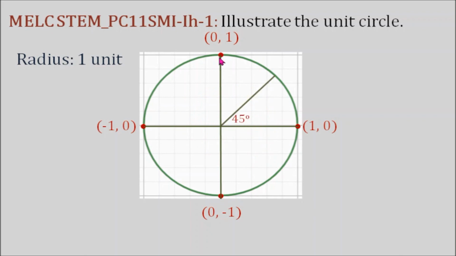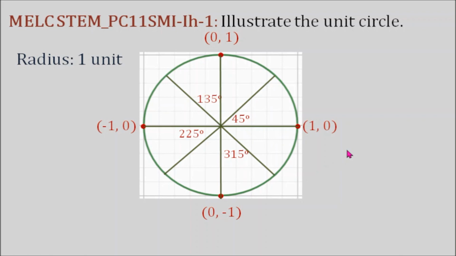Now, if we are going to divide the 90-degree angle into 2, so this is a 45-degree angle. From here to here is 135 degrees. So from here to here is 225 degrees. And from here to here is 315 degrees.